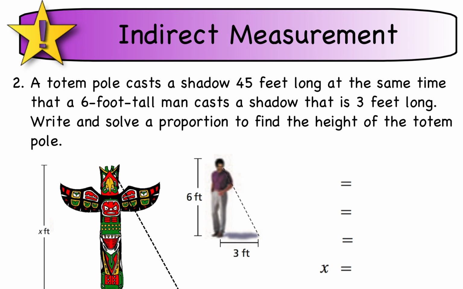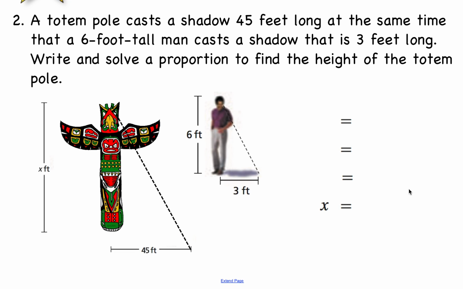Indirect measurement. So this is a really handy thing to be able to use proportions for, is indirect measurement. So here's an example where it says a totem pole casts a shadow of 45 feet long. At the same time, a 6-foot tall man casts a shadow that's 3 feet long. Write and solve a proportion to find the height of the totem pole. So rather than having to find a way to measure this, we can use indirect measurement by using the ratio of the sides. Okay, they form similar triangles.